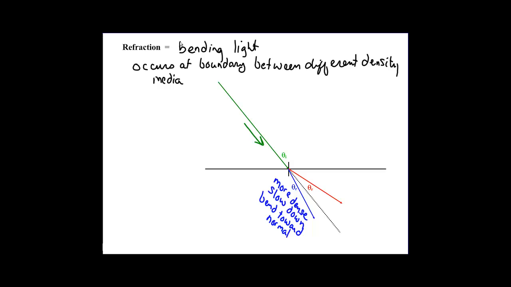If the medium that it's entering is less dense than the original medium, then the light ray will speed up and it will bend away from the normal.